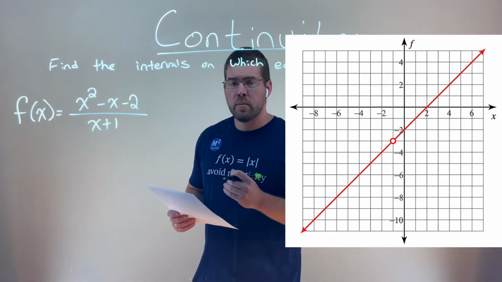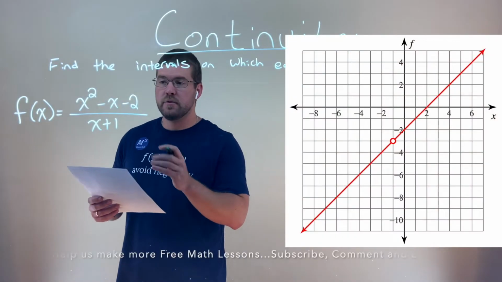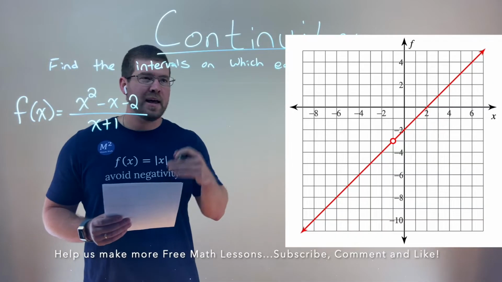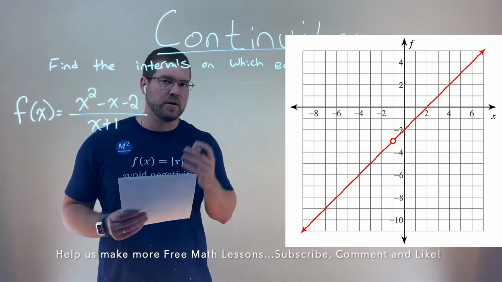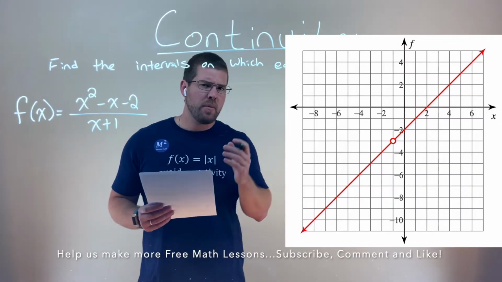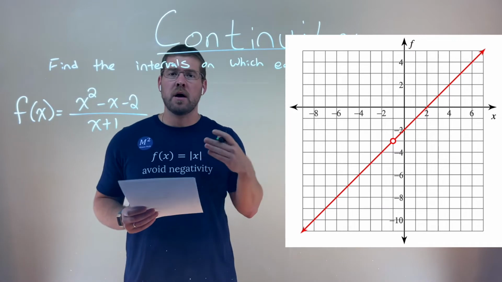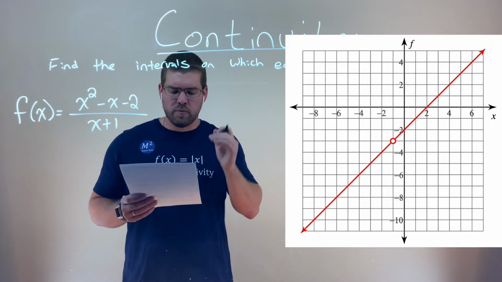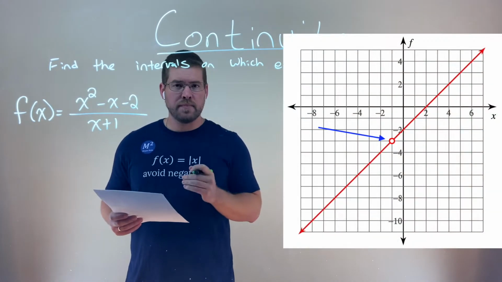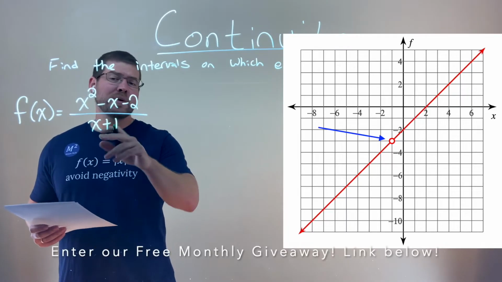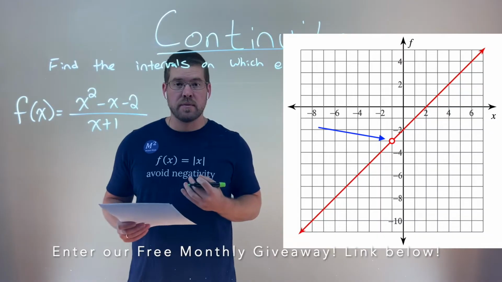We're given this problem right here. f(x) is equal to x squared minus x minus 2 divided by x plus 1, and we define the intervals in which this function is continuous. Now, I have a graph here of our function. Notice it's basically a linear line, but there's an open circle right there when x is negative 1, which makes sense, because if we put negative 1 in for x, we'll be dividing by 0, and it doesn't exist there, okay?